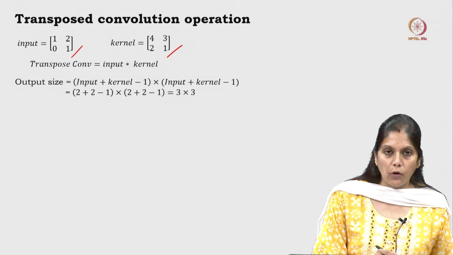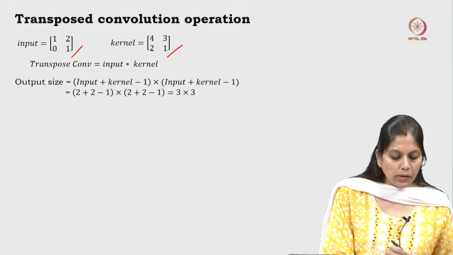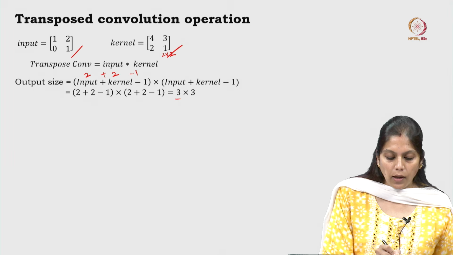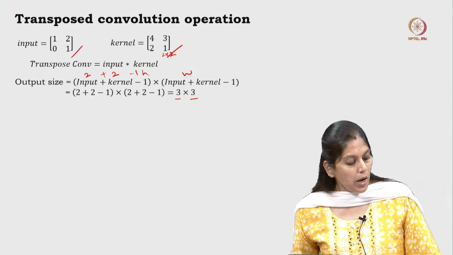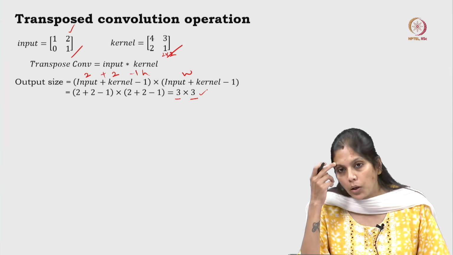So what is the formula? It is input plus kernel minus 1. What is the input? Input is 2. And what is the kernel size? The kernel is also 2 cross 2. So 2 plus 2 minus 1 will be 3. This is for height and this is for width. So you are getting 3 cross 3. Now from the input image 2 cross 2, we are increasing to 3 cross 3.